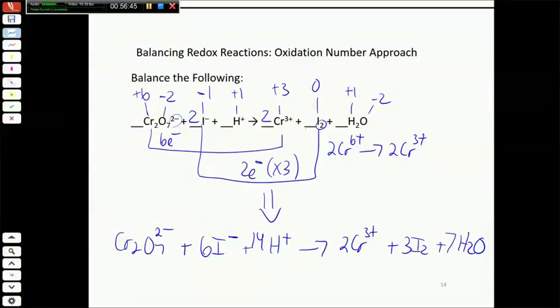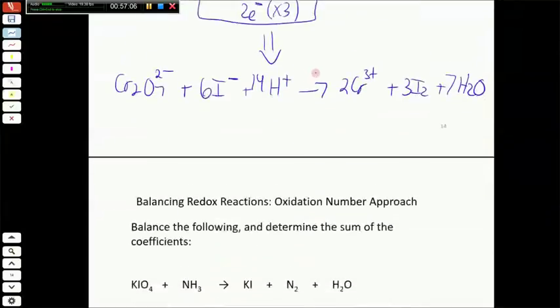All right, but again, once we set the coefficients for the species that are being oxidized and reduced, in this case dichromate to chromium 3+, I minus to I2, we don't ever want to change them. But we had to triple the coefficients in front of iodine to make sure that the number of electrons lost and gained was identical. All right, questions on that one? All right, let's just keep doing it.